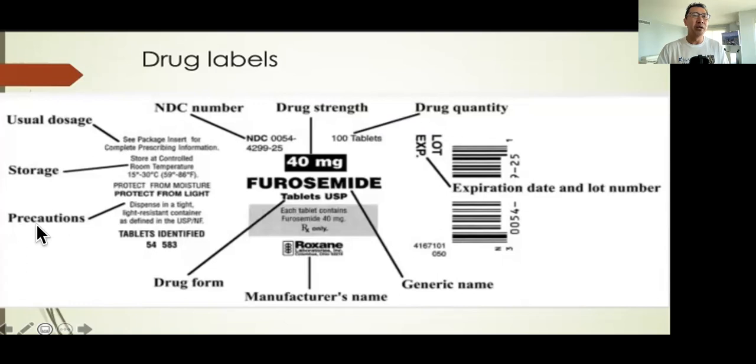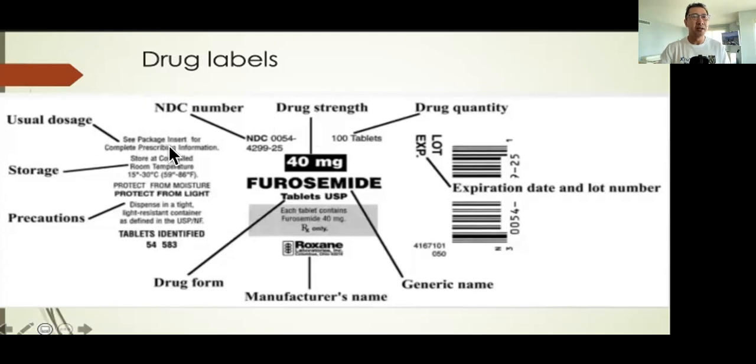And also to the left, precautions. Dispense in a tight, light-resistant container. You're going to notice this when you get some medications from the Pyxis. When you get to the hospital, some medications will be in a dark bottle or in a dark bag. There's a reason for it: it messes with the chemical structure of the medicine. And also storage there. If you always wondered why certain medications are stored in the refrigerator, in the pantry, or in the Pyxis, it's because of the recommendations from the manufacturer.